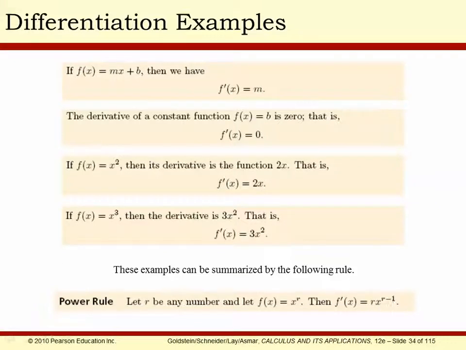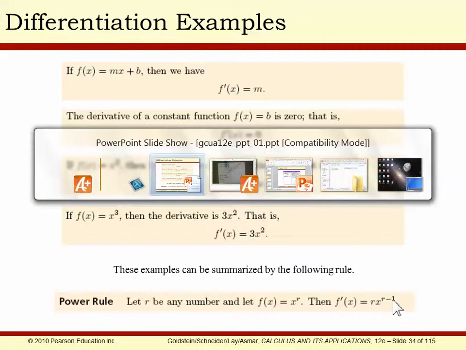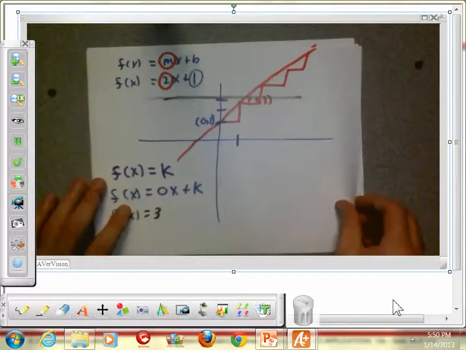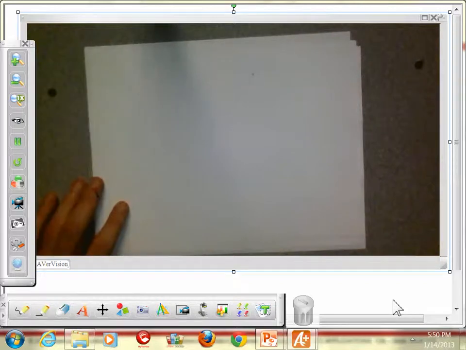So let's do some examples of that. And in the next section, we're going to actually get into where this comes from. We're going to talk about a little bit of that in this section. But let's just talk about where that comes from for a second.